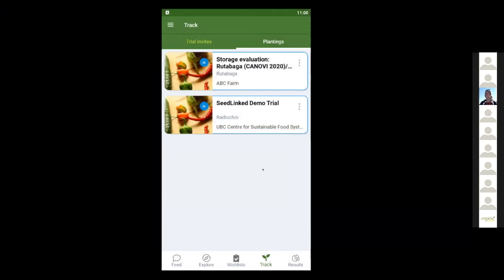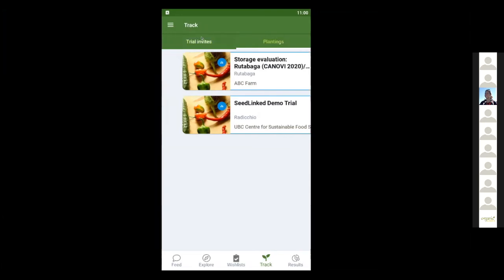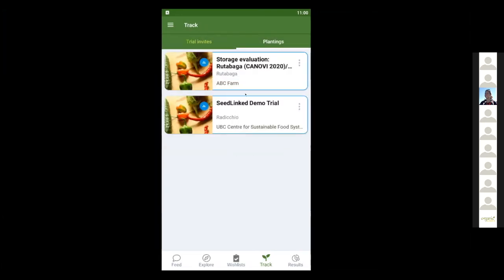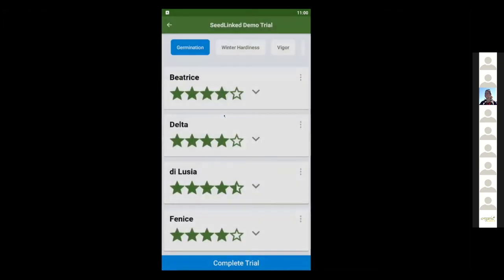So I'll skip over some of the stuff. The format actually mobile-wise is very similar to the desktop version, but it's actually quite simplified. So you get to your ratings quite quick. I don't have any trial invites. When I go to my plantings, I've got my demo trial here, and you can see right away my varieties are there, and I can start rating.